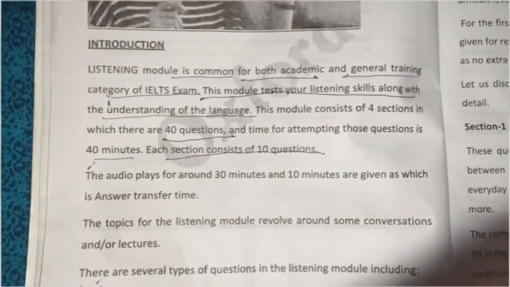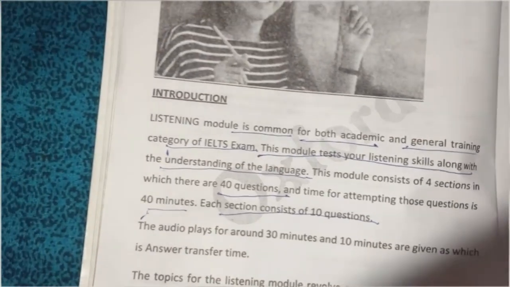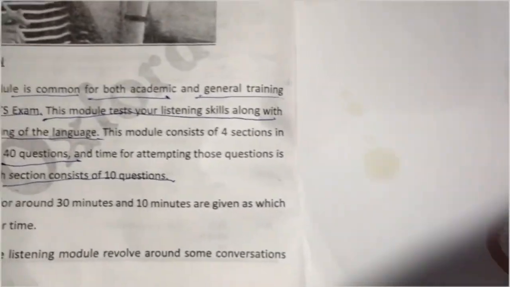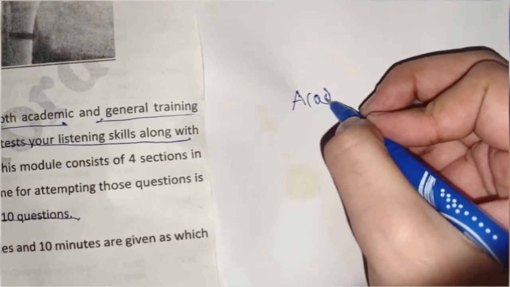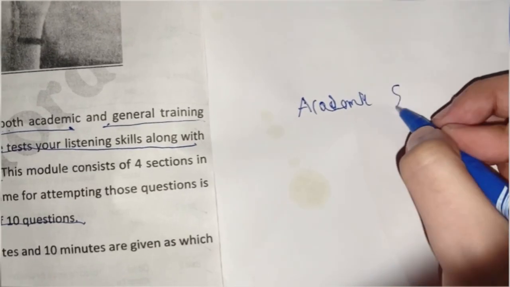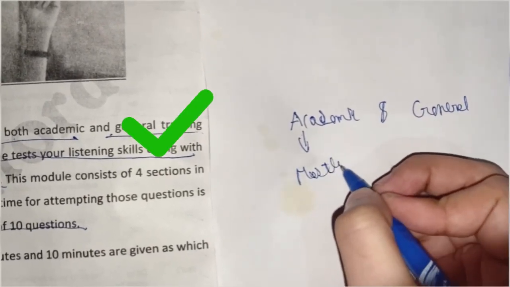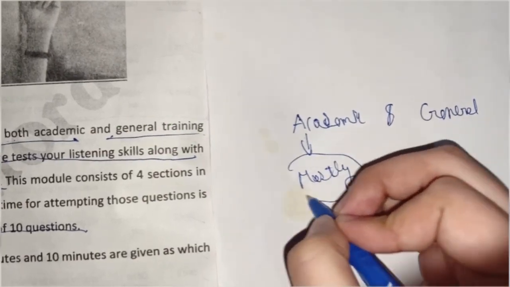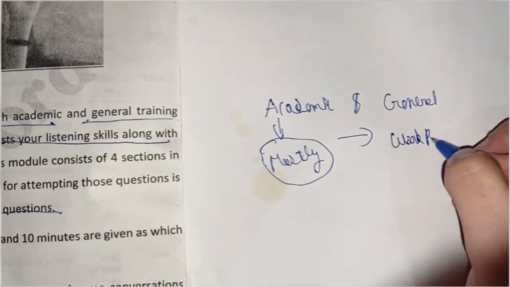So let's start with the introduction part. This is a very helpful book, so I will be explaining these tips to you. The listening module is common for both academic and general training. If you choose academic, your motive is studying there, settling there, or doing a job there after graduating and taking admission in a college. The general category is mostly for work permit students, who have studied a lot and now want to work in another country.